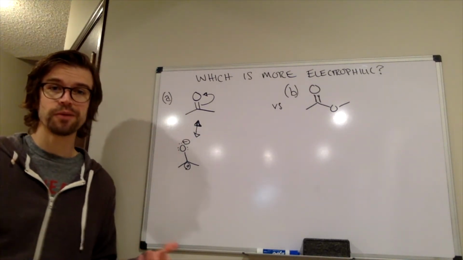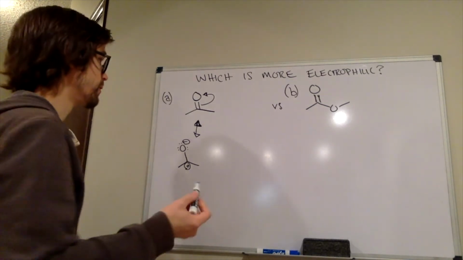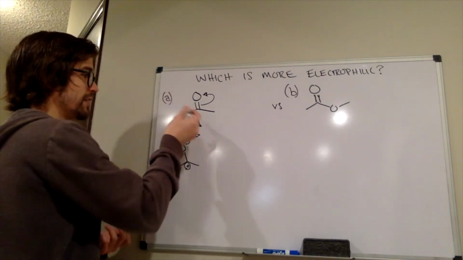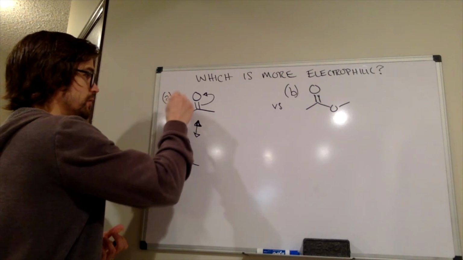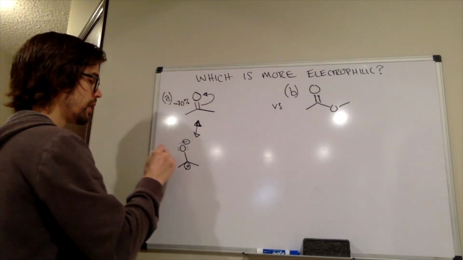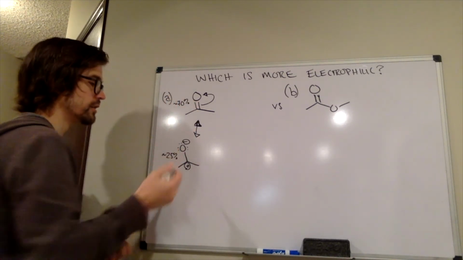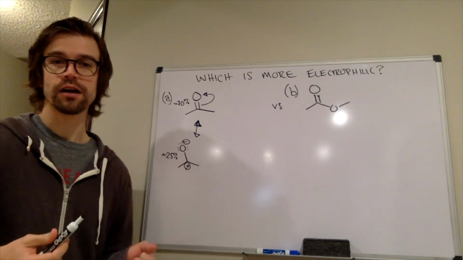Everything's got an octet, but what we said before, and the reality of the situation, is maybe this is 70 to 75%, we'll just say 70% of the character up here, and about 25% of the character down here. So that's all we have here.